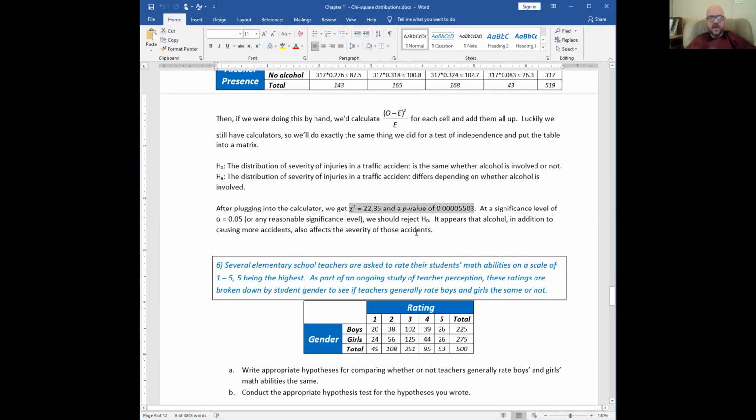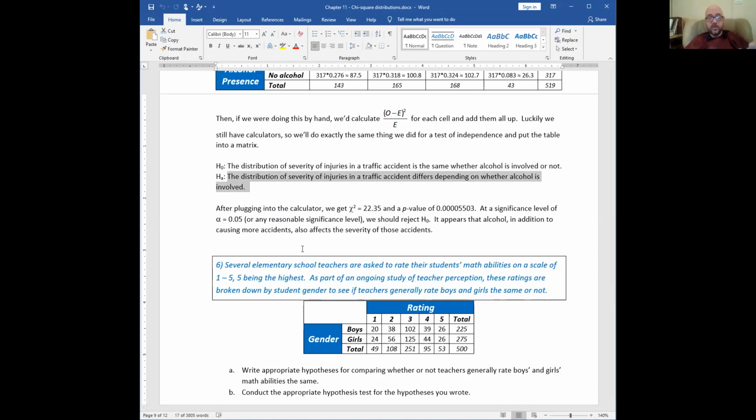Chi-square of 22.35 and a p-value of 5.5 times 10 to the negative 5, which is the same thing as 0.000055. Significantly smaller than 5%. So my conclusion is this. It's literally that. Distribution of severity of injuries differs depending on whether alcohol is involved or not.